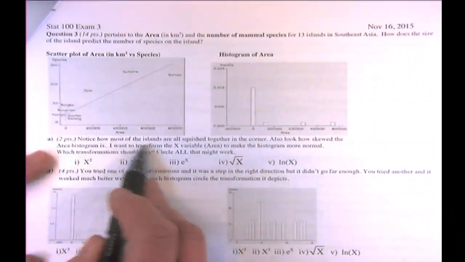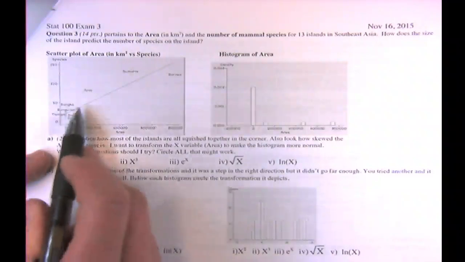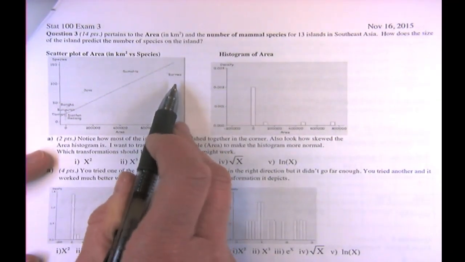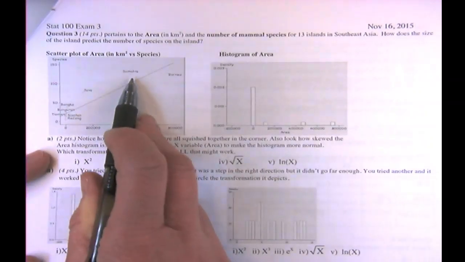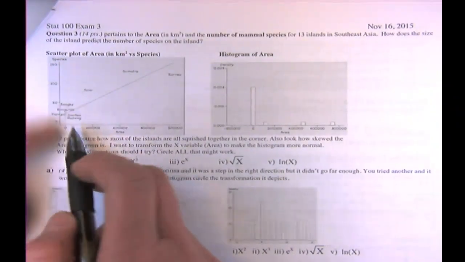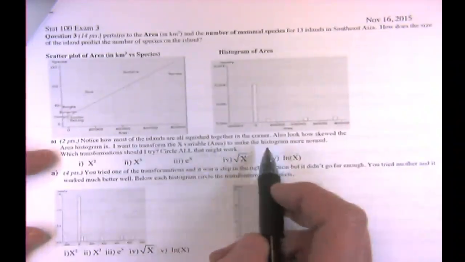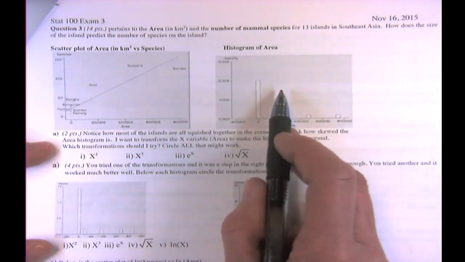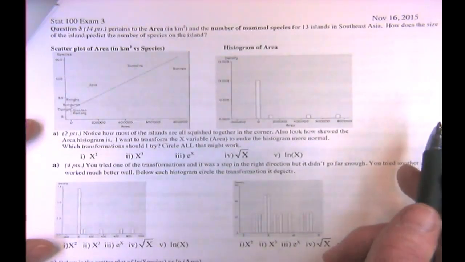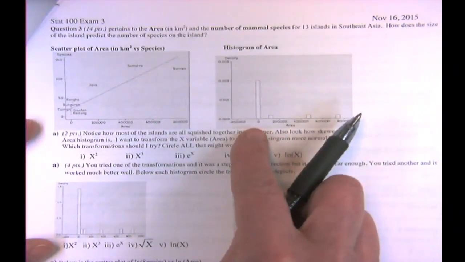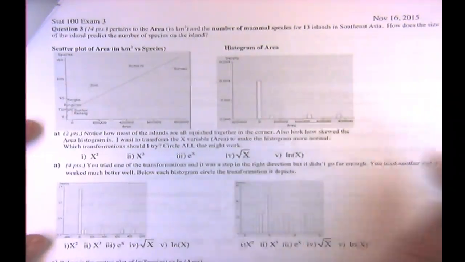And notice how most of the islands are all squished together here. You can't even really see them. You can see these big islands that are Borneo, Sumatra, and Java, the ones you've heard of. But these little ones you can barely see. They're all squished together in the corner. And look how skewed this histogram of the area is. So this is the histogram of the x right here, the area.